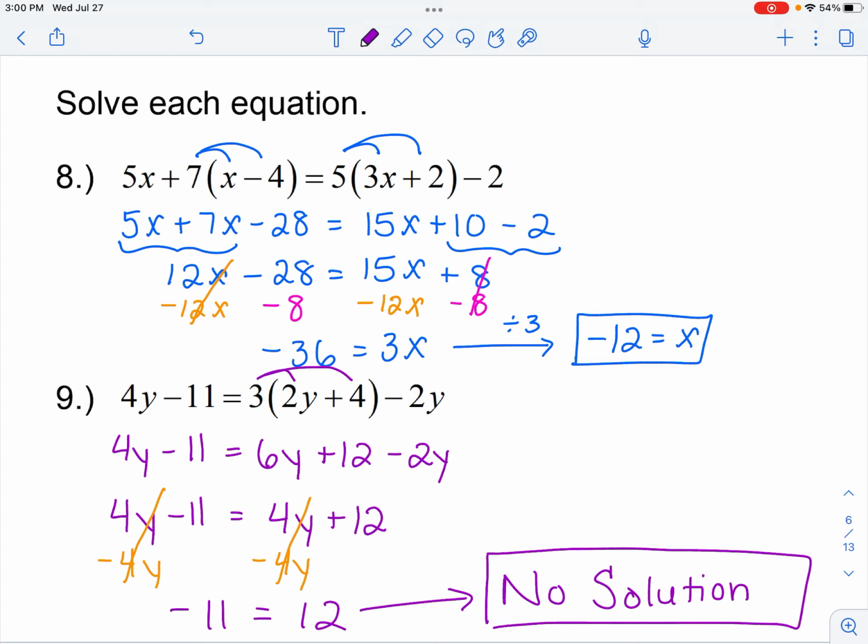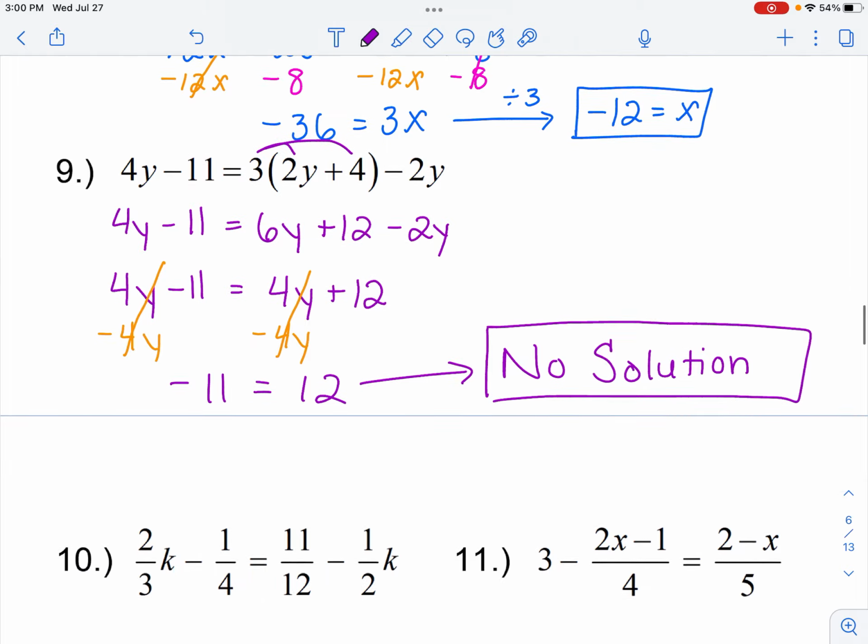And that would have happened, say, if it had been -11 equals -11, or if it had been 12 equals 12, a true statement after the variables eliminated off. Okay, let's take a look at 2 more solving equation problems.